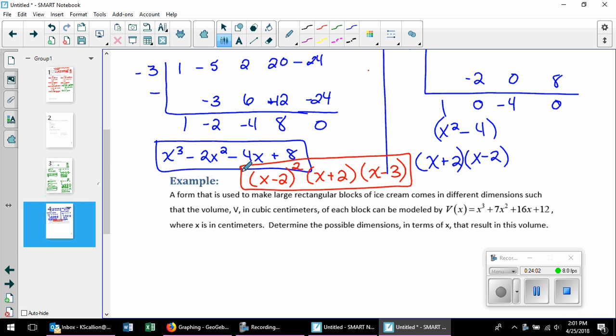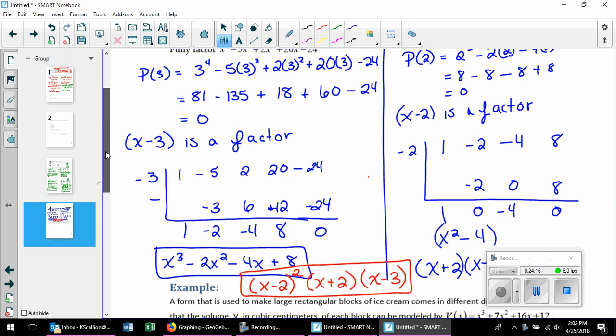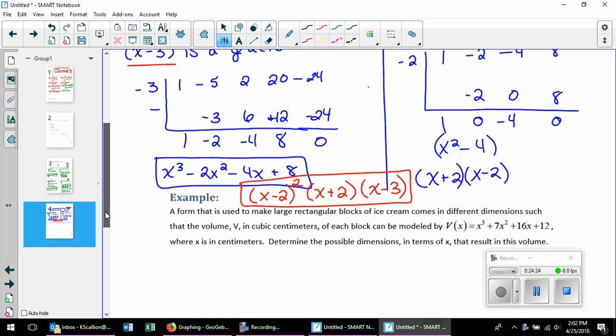Would you be wrong if you wrote out x minus 2 times x minus 2, x plus 2, x minus 3? Would I drop any marks? Right? Jerome, this is why it'd be helpful if you pay attention. So there's my first one. There's my second one. There's my third one, and there's my fourth one.